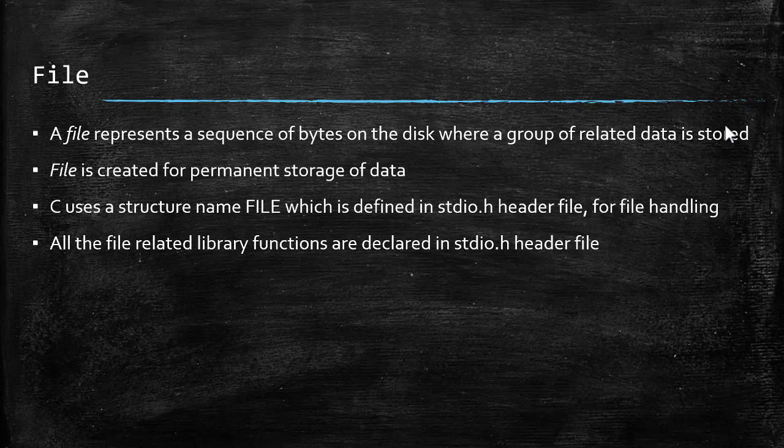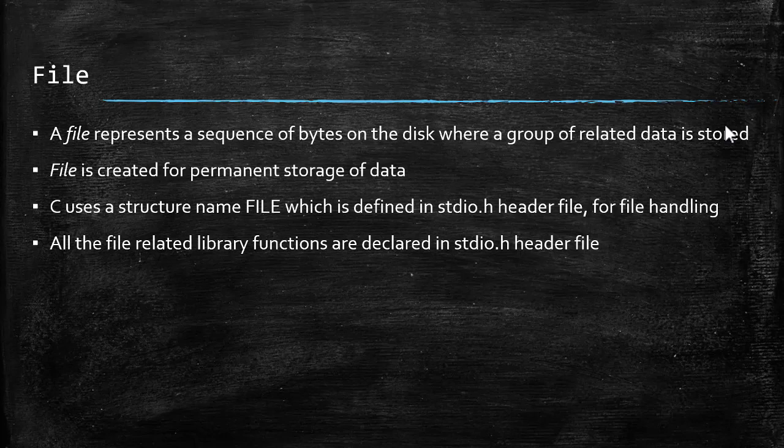To handle files, C uses a structure named FILE, which is defined in the stdio.h header file, right? So this FILE in capital letters is basically a structure defined in the stdio.h header file. All the file-related library functions which are used for creating, opening, closing, reading or writing to a file are declared in stdio.h.